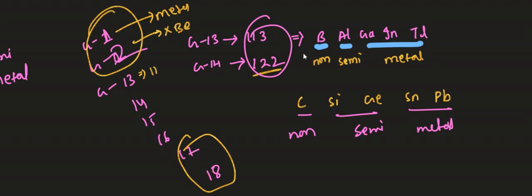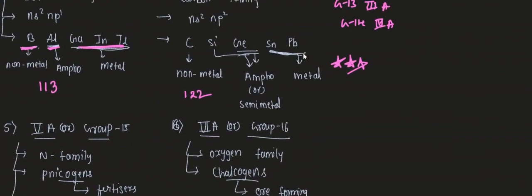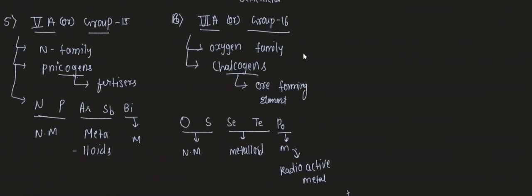In group 13, what is the code? 113. In group 14, what is the code? 122. That means you have to remember just the code of what? Group 15 and group 16. Let us try to understand here. Coming to the next one, group 15 and 16. What is the code for group 15 and 16? 221. Here also, 221.